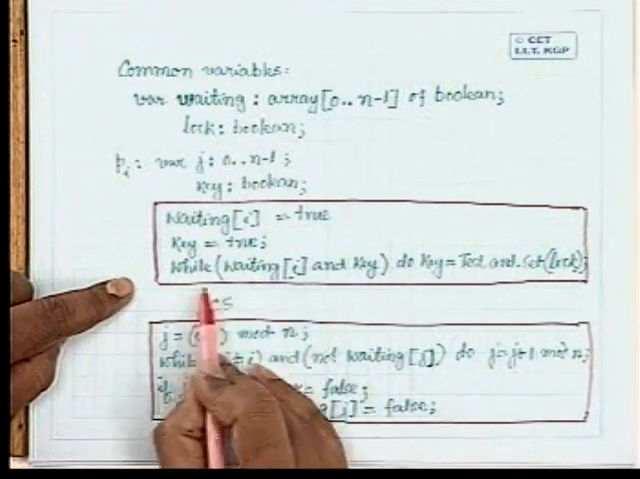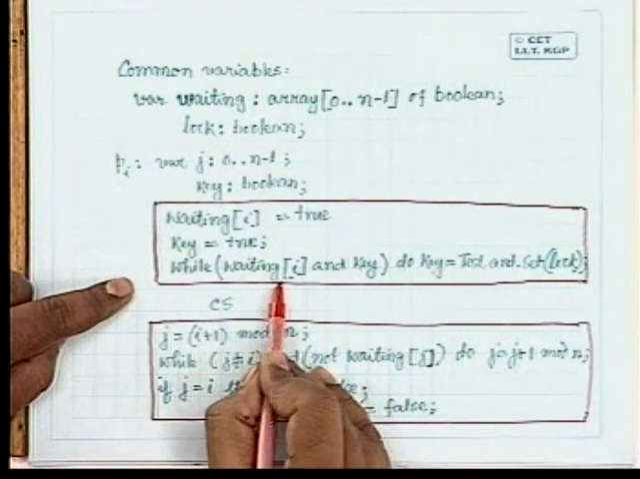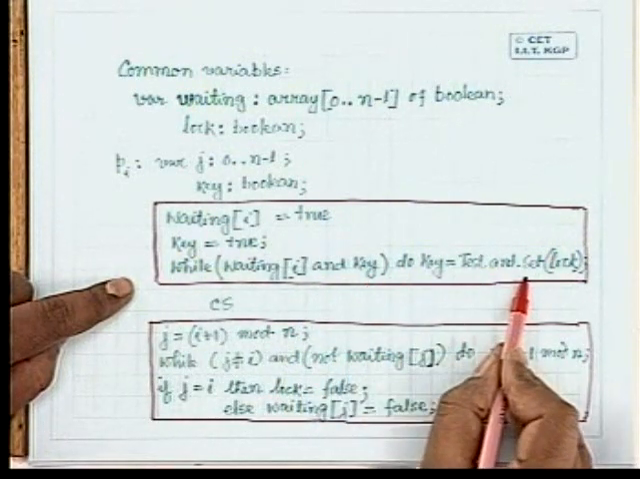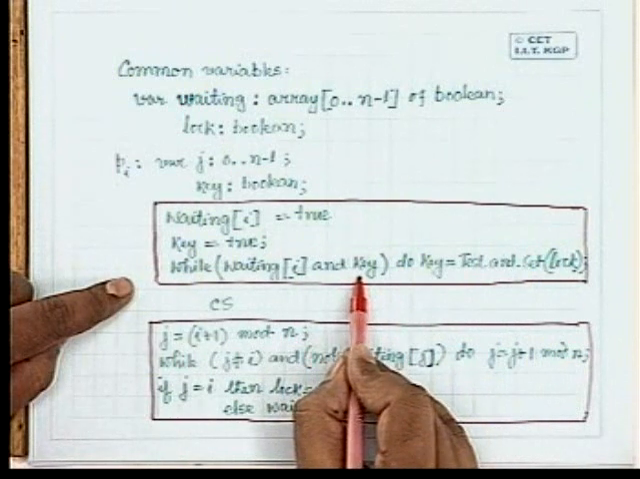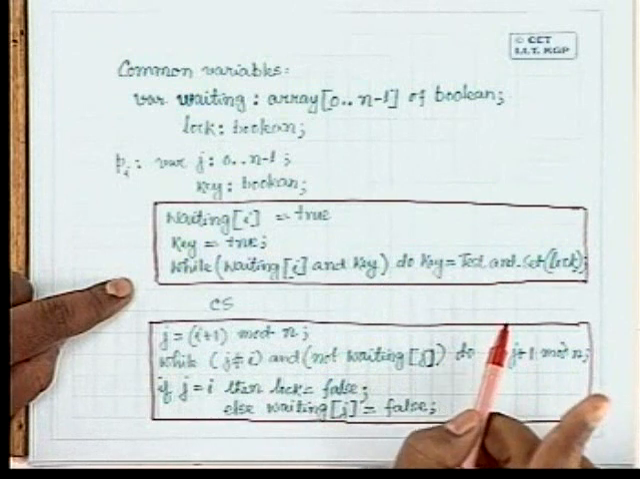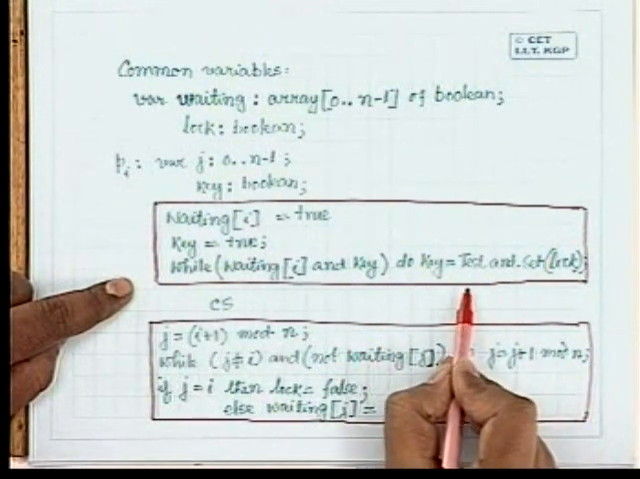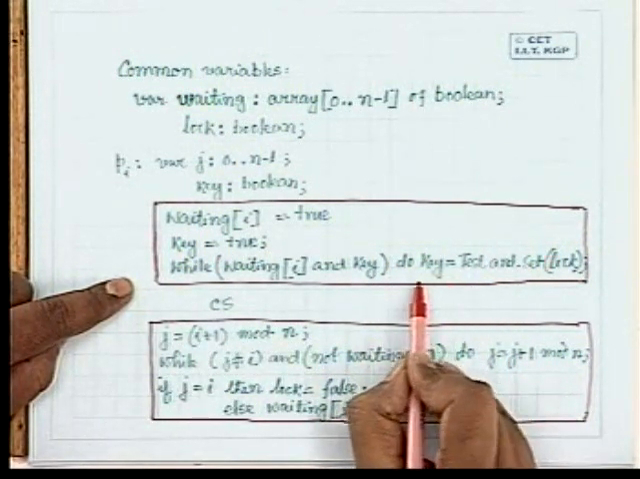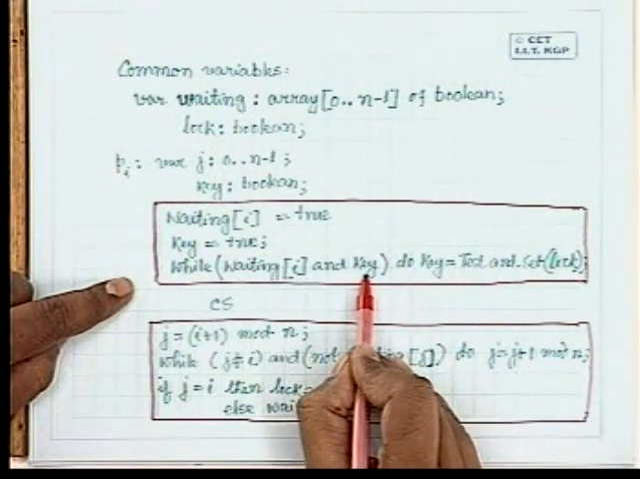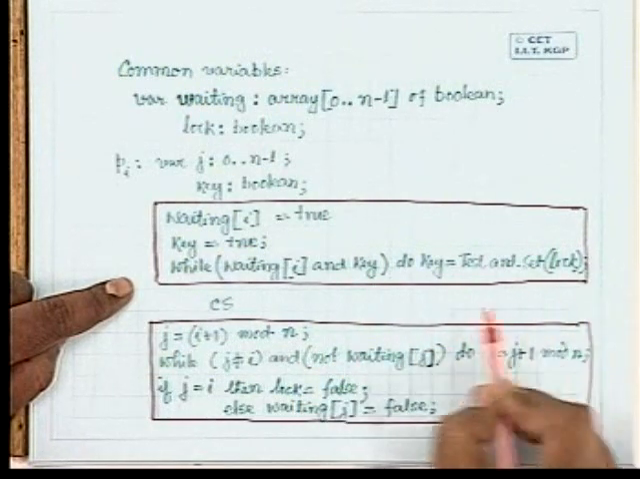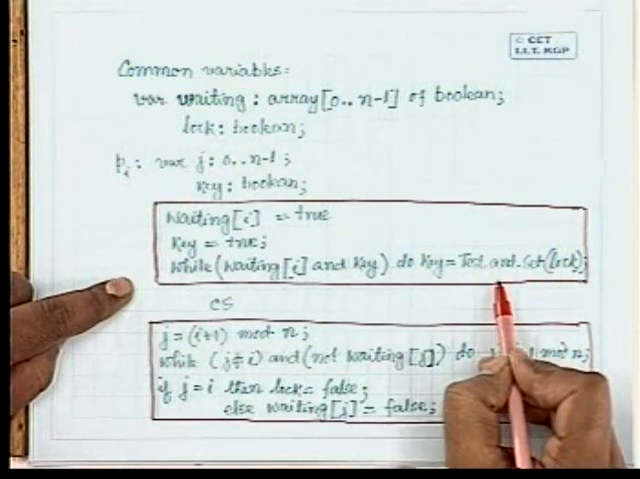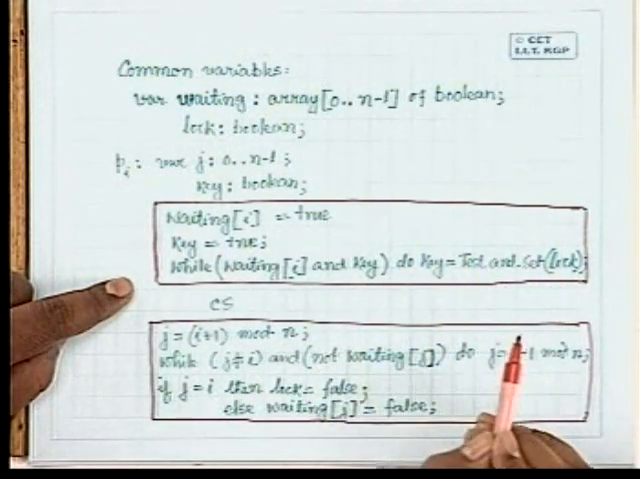So this while loop, where the condition is while waiting[i] and key, only the first process to execute test and set will get value of key equal to false after executing this statement once. So it has to be executed at least once. Okay. So after executing this statement once, the first process will find key equal to false. All other processes, because they get value of lock equal to true, which has been set in the test and set instruction itself, they will find value of key is equal to true.